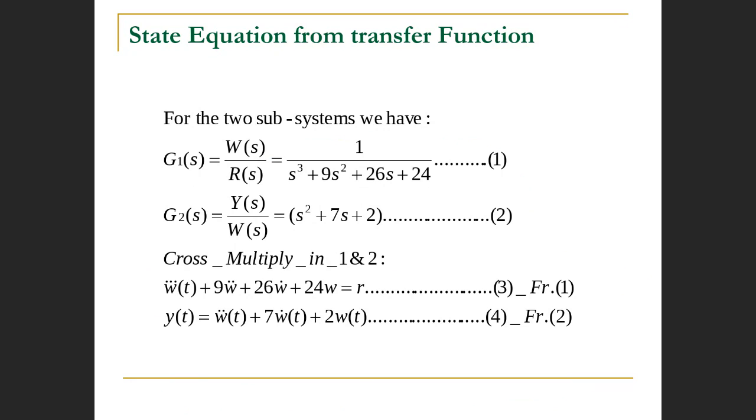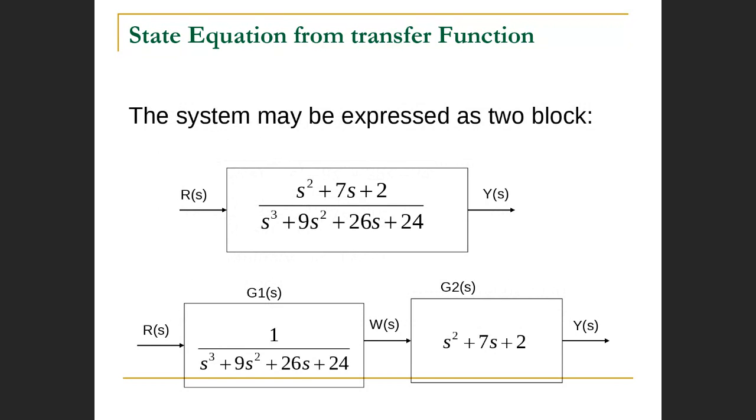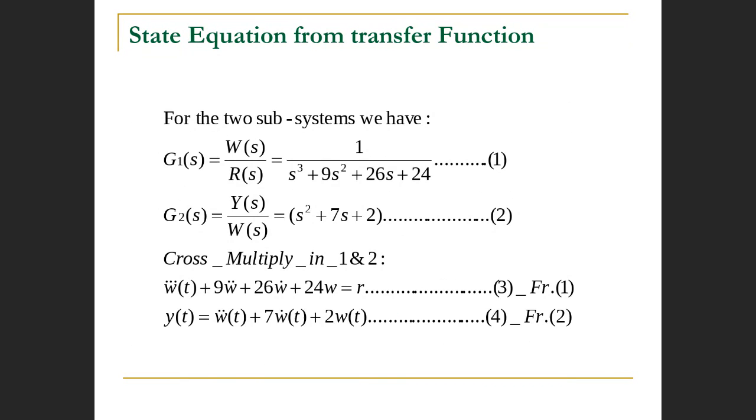For the first subsystem, we have this one here. Remember that the output is W of S. See here? That's the output, W of S. So we're now going to write W of S over R of S is going to be equal to what we have inside here. Do you agree with this? W of S over R of S is equal to 1 over S cubed plus 9S squared plus 26S plus 24. That's fine.